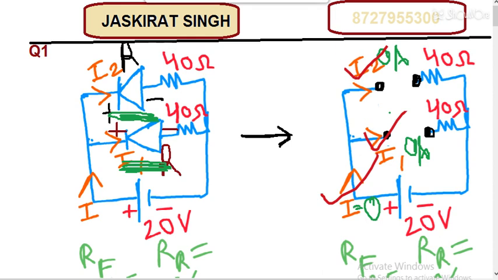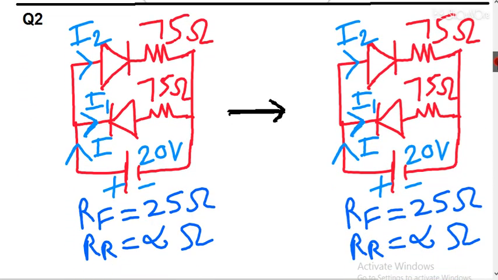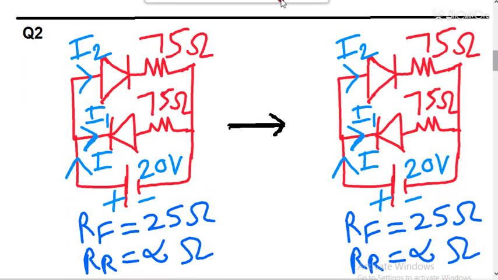So moving to the next question now. I hope the first question is clear. The next question is on screen. Let's see what is happening here. Here you can see this terminal is positive because the battery is connected here. This is the battery, and this is the negative terminal. So this is the case of forward bias.